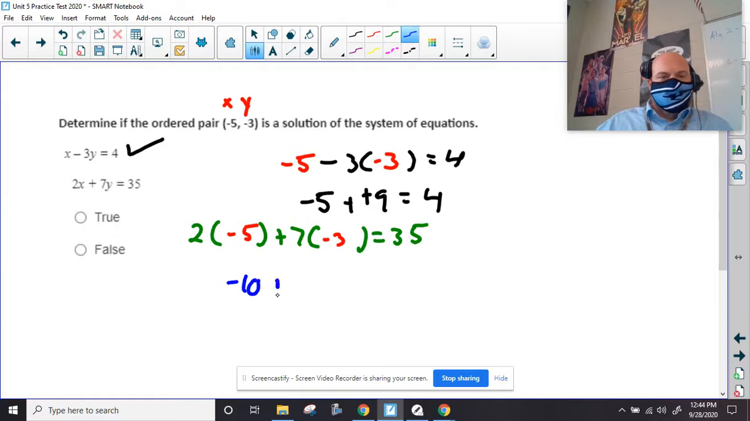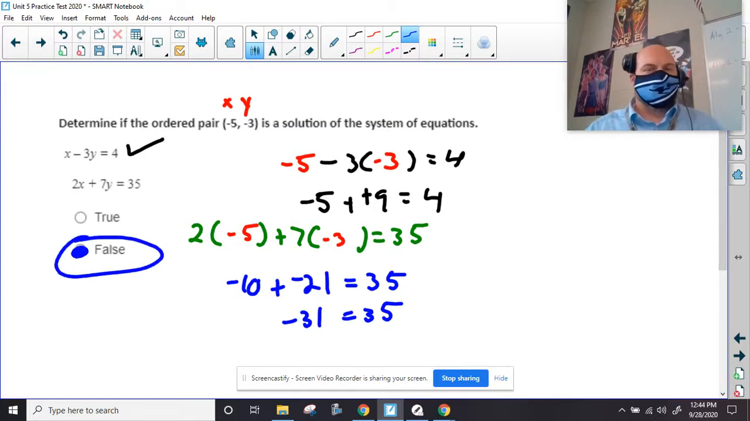Negative 10 plus negative 21. All right, does negative 31 equal 35? No, so this is false because it did not work for both of them. It has to work for both. Now, y'all will definitely have to go back on YouTube or go back on Schoology and look at this lesson since we let me go through half of it without it being on the screen.